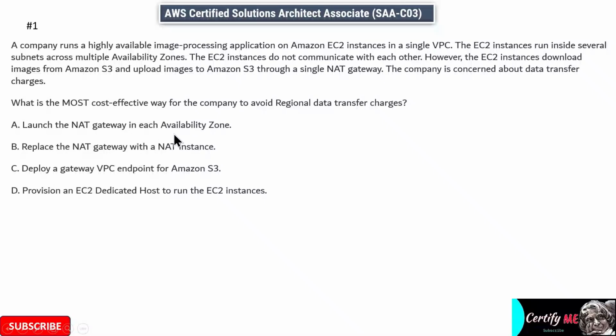The options are option A, launch the NAT gateway in each availability zone. Option B, replace the NAT gateway with a NAT instance. Option C, deploy a gateway VPC endpoint for Amazon S3. Option D, provision an EC2 dedicated host to run the EC2 instances.